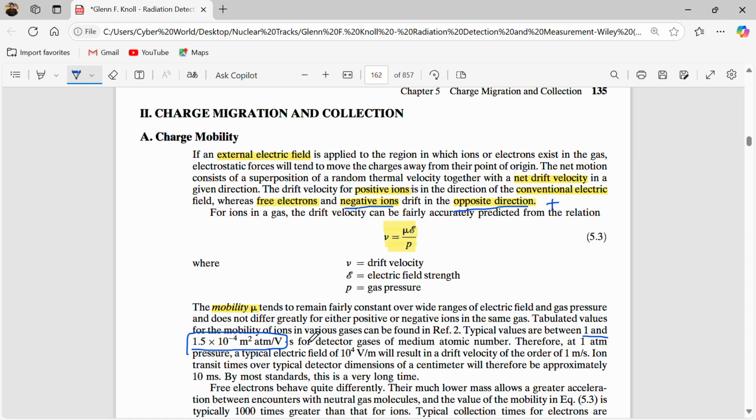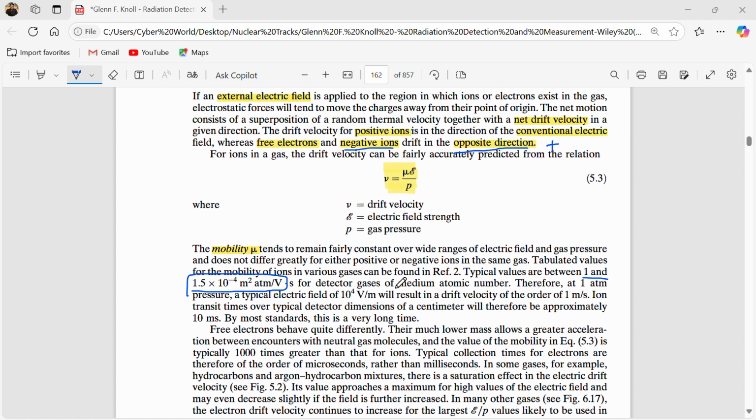So here you can see detector gases of medium atomic number. Suppose at 1 atm pressure, a typical electric field is 10 to the power 4 volt per meter. If your electric field is 10 to the power 4 volt per meter, the result is, let's suppose, a drift velocity of 1 meter per second.